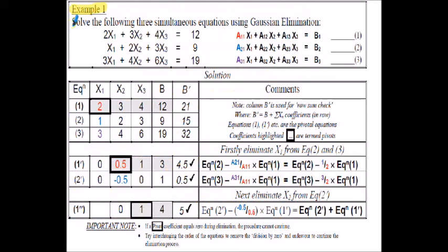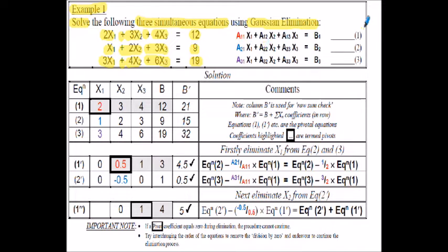Example 1. We're going to solve 3 simultaneous equations shown below using the Gaussian elimination method. So the first equation is 2x1 plus 3x2 plus 4x3 is equal to 12. The second equation is x1 plus 2x2 plus 3x3 is equal to 9. And the third equation is 3x1 plus 4x2 plus 6x3 is equal to 19.